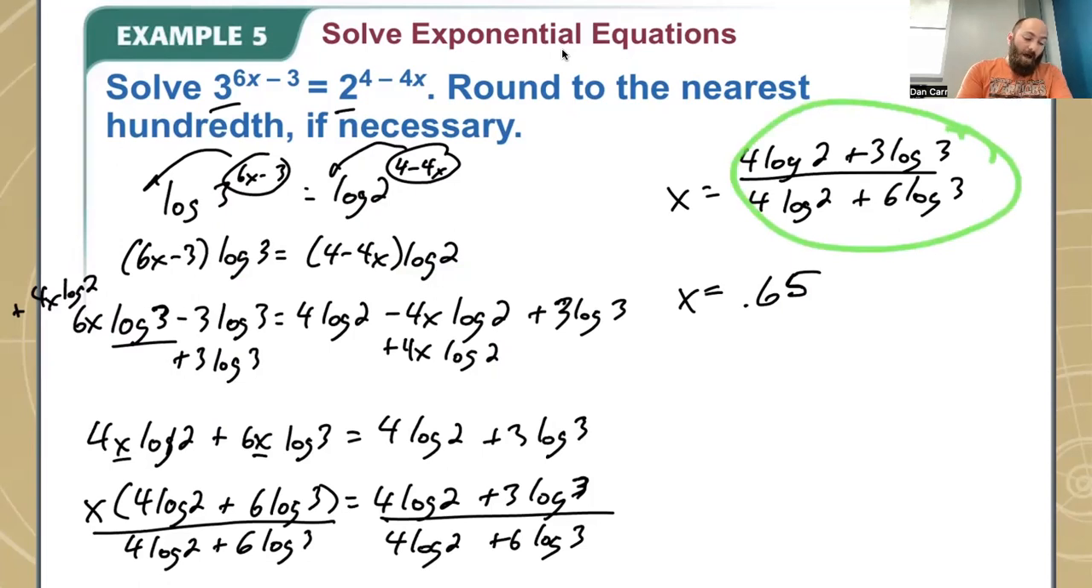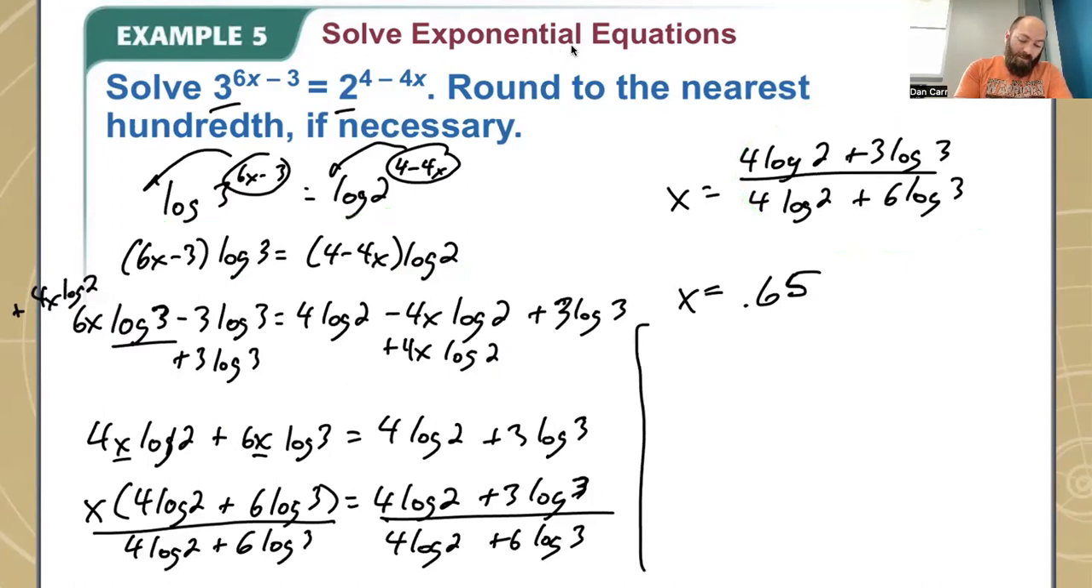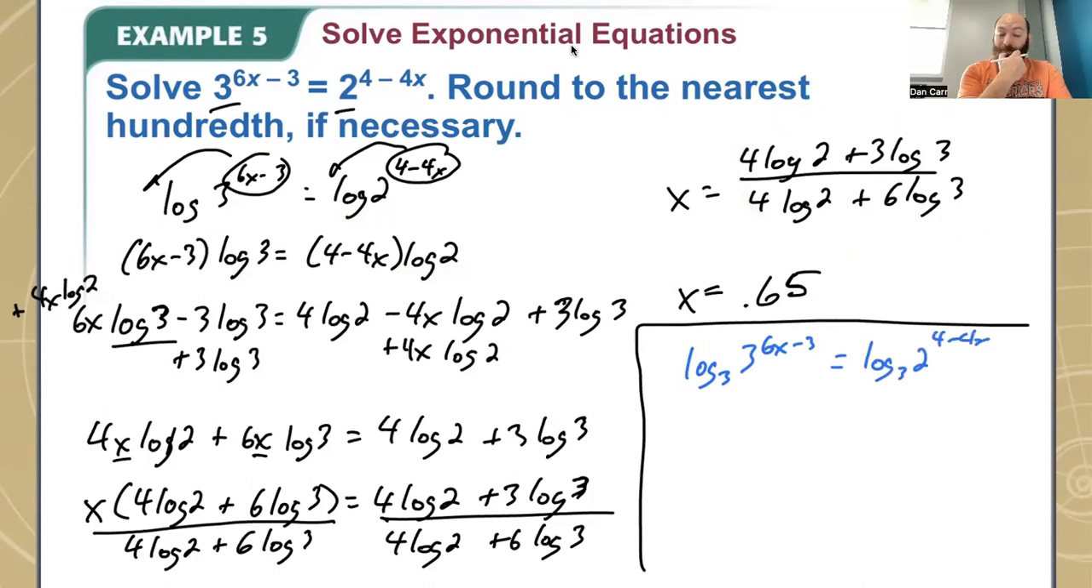Now, I did this with just log base 10. You can choose any log base you want. It gets a little bit different. Let's say, I'm not going to do the whole problem, but at least set it up, if I did log base 3 to both sides. If I evaluate log base 3 on both sides, it'll cancel out this side. So 6x minus 3 is equal to log base 3 of 2 to the 4 minus 4x.